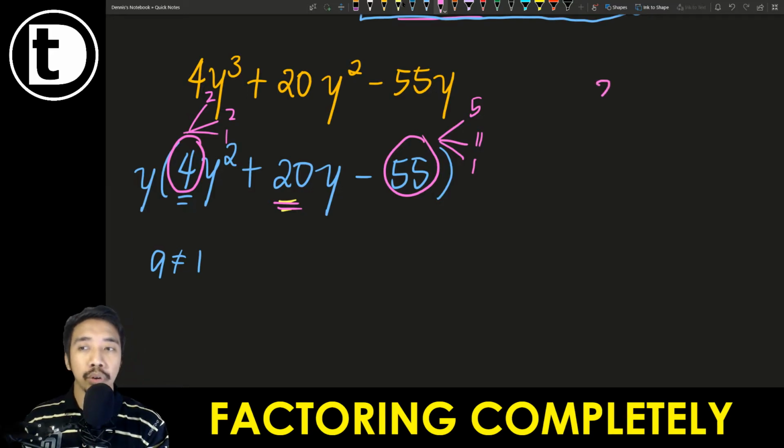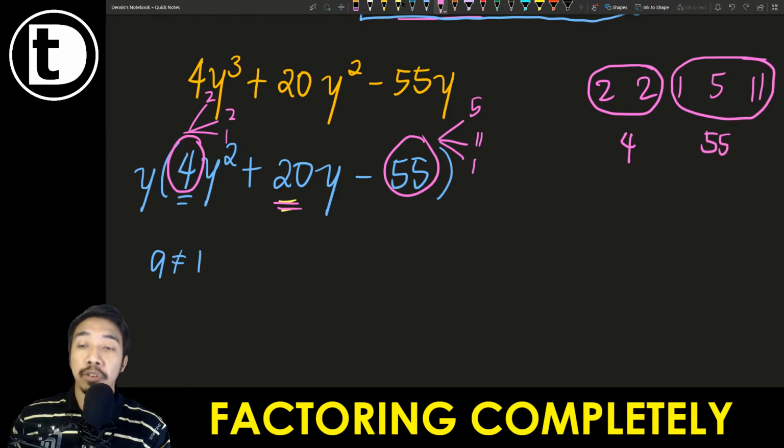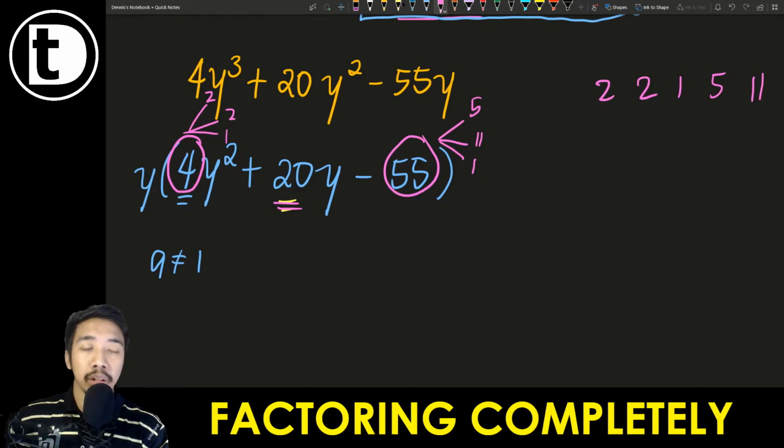So we have 2, 2, 1, 5, and 11. If we play with it, let's try and test. For example, we have 4 and then 55. Oh guys, that's already far. So it can't become 20. If you add 55 and 4, it's either going to be 59 or 51. If it were 59 and 51, then 4 and 55 would be factors of it. However, it's not. So let's make a sensible grouping wherein the factors are close together.